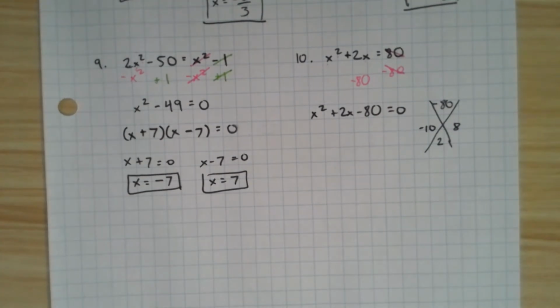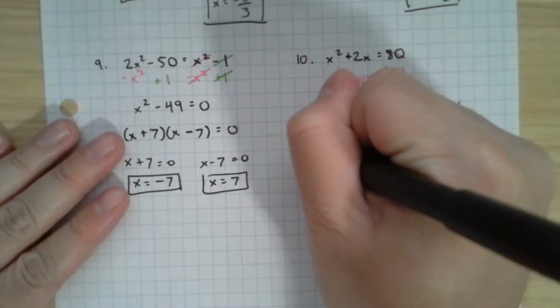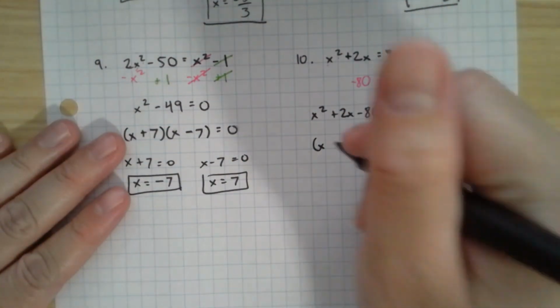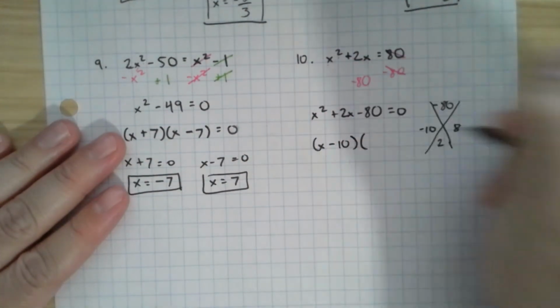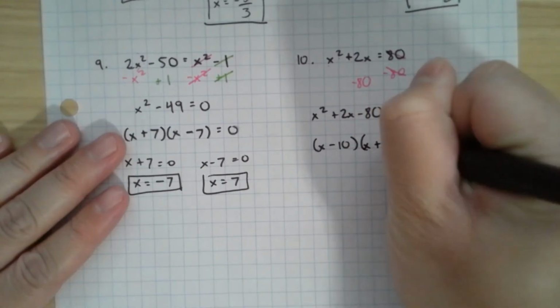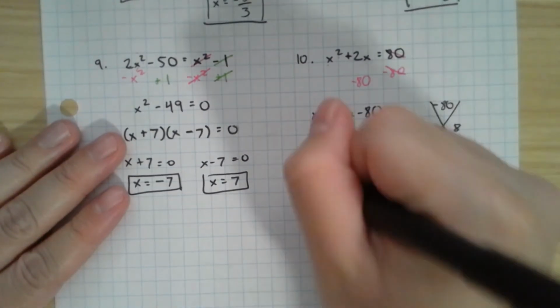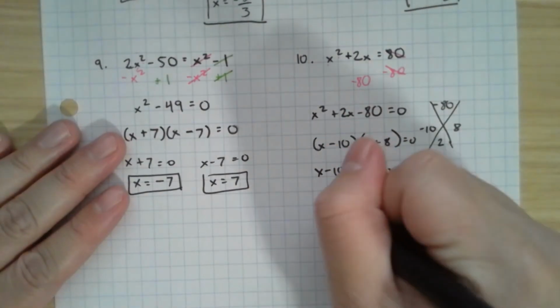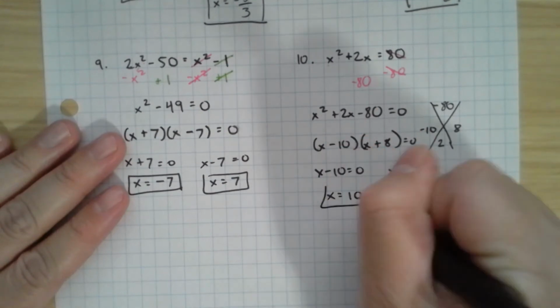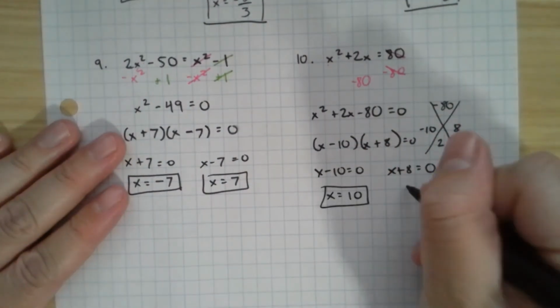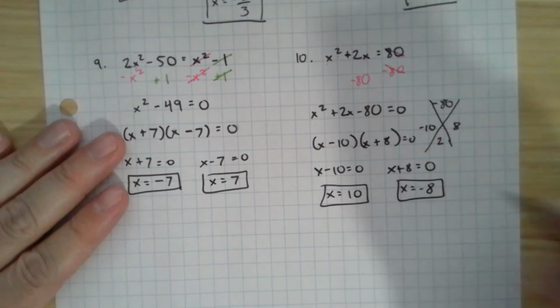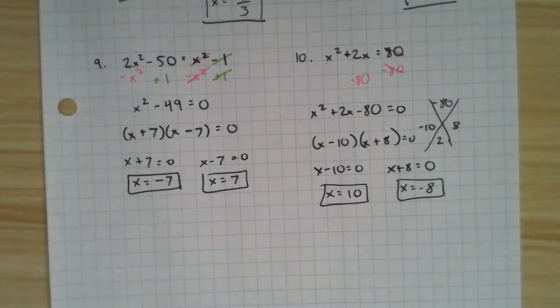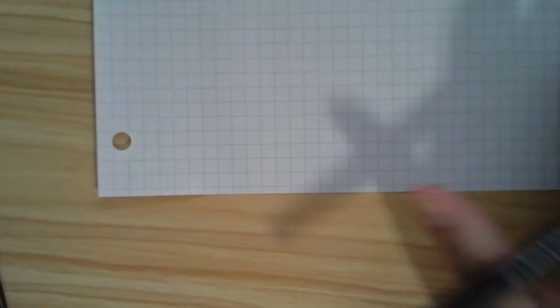They multiply to negative 80 and add up to 2. So then x minus 10 and x plus 8 are equal to 0. Set each of these equal to 0, and then add 10 to both sides. There's one answer. Subtract 8 from both sides. There's the other answer. Okay, we'll do 2 more here, and that will wrap up our lesson.